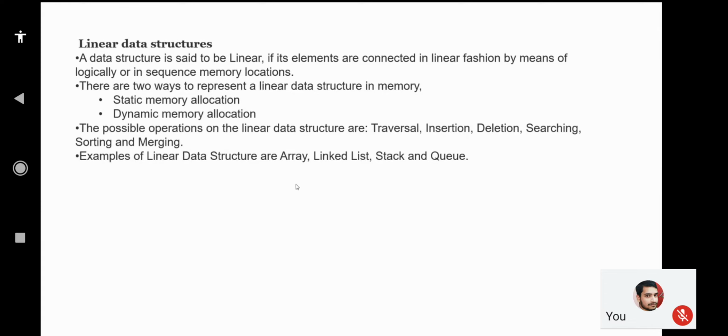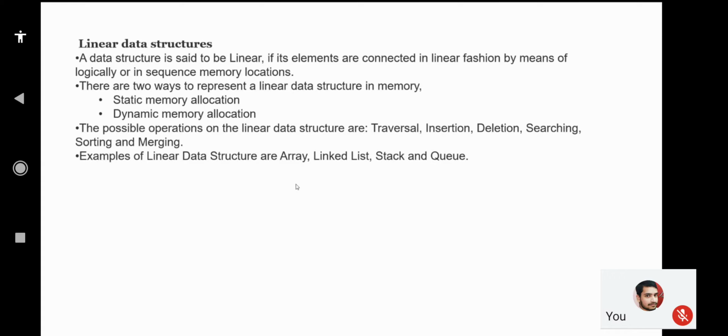So do you know how we can allocate memory dynamically? No, sir. There are so many functions. Basically, three functions are there. The names of the functions are malloc, calloc, and realloc. These three are the functions by which you can allocate memory dynamically.